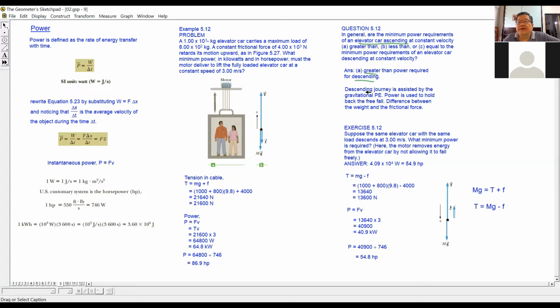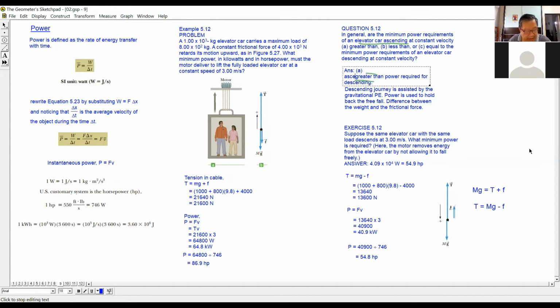Okay, so this settles the problem here, whether it is greater or less. Moving up is greater than descending. Ascending is greater than descending, right? Answer is A, greater.